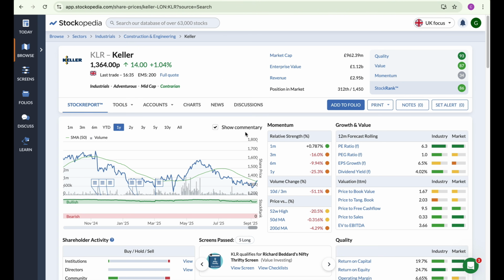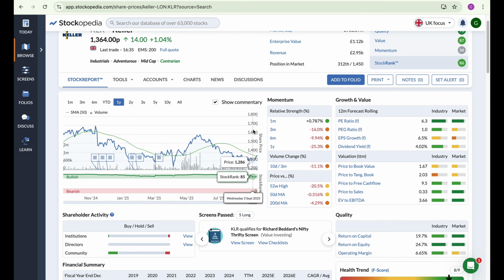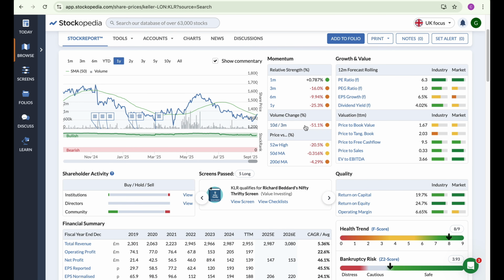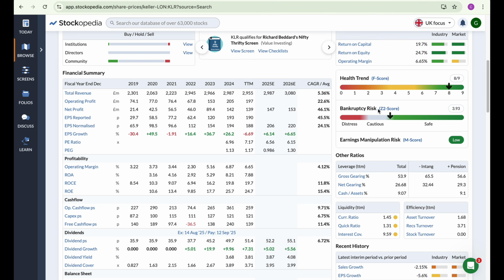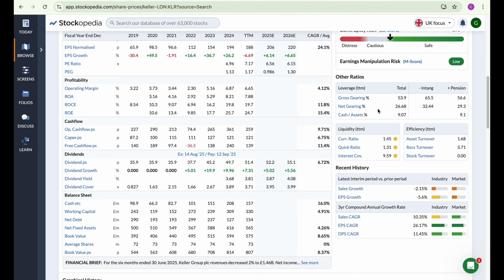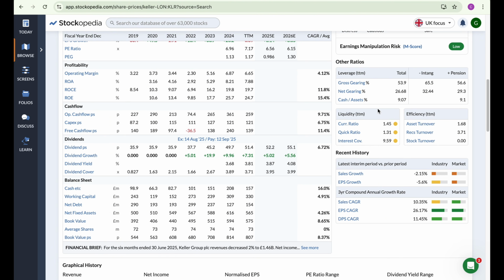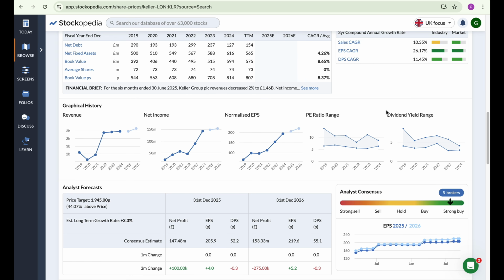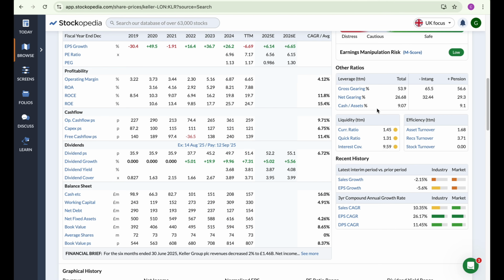Keller Group plc is the world's largest geotechnical specialist contractor. The company provides advanced ground engineering solutions that support construction and infrastructure projects across more than 40 countries. Keller's projects span diverse sectors such as transportation, energy, industrial, residential, and commercial developments, making it a key partner in building and maintaining essential global infrastructure.